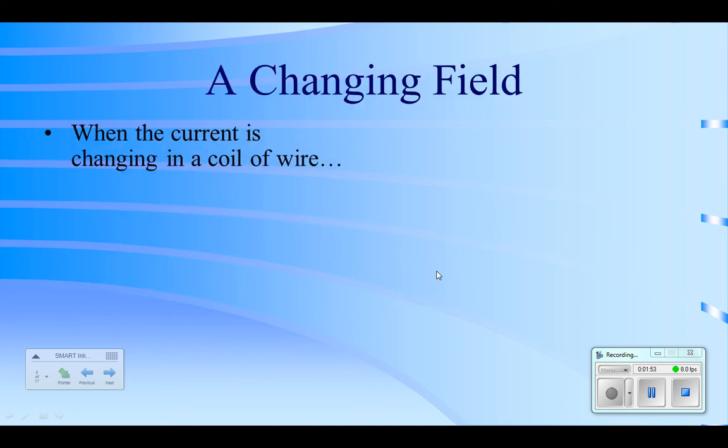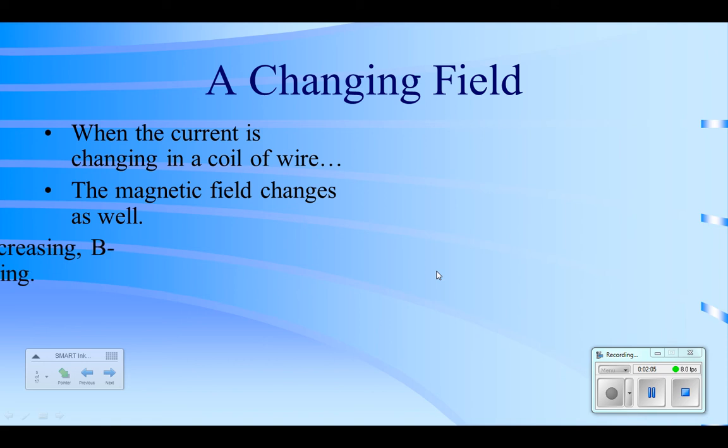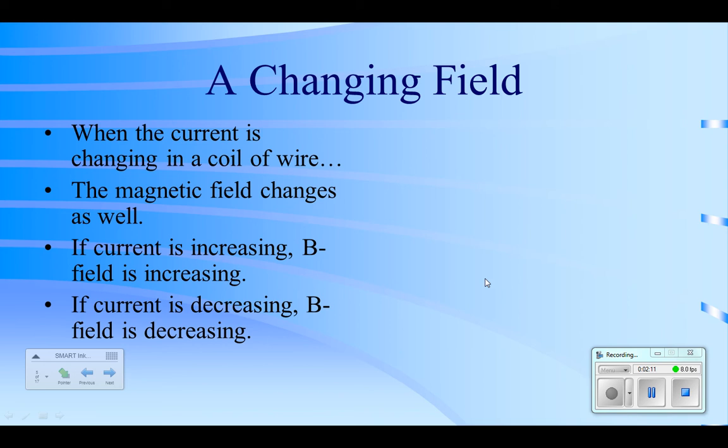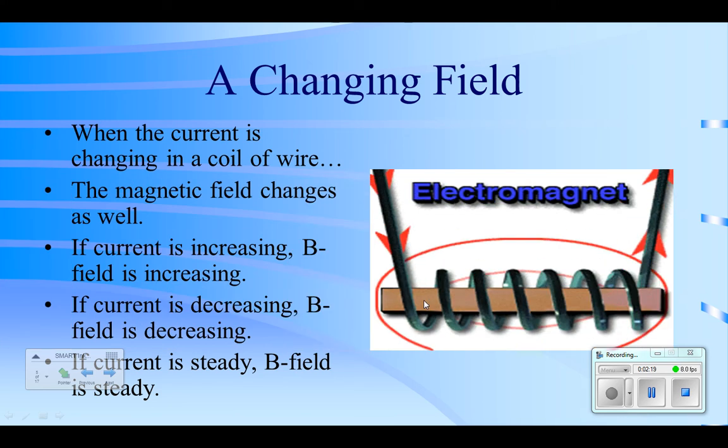Okay, so if we have a coil of wire and the current is changing, while the current's changing, the magnetic field is changing as well, because remember, current-bearing wires have a magnetic field around them. So if we change the current, we change the magnetic field. So if the current's increasing, the magnetic field increases along with it, and likewise the opposite would occur. The field decreases as the current decreases, and if we don't have a change in the current, then the magnetic field is steady in one place.